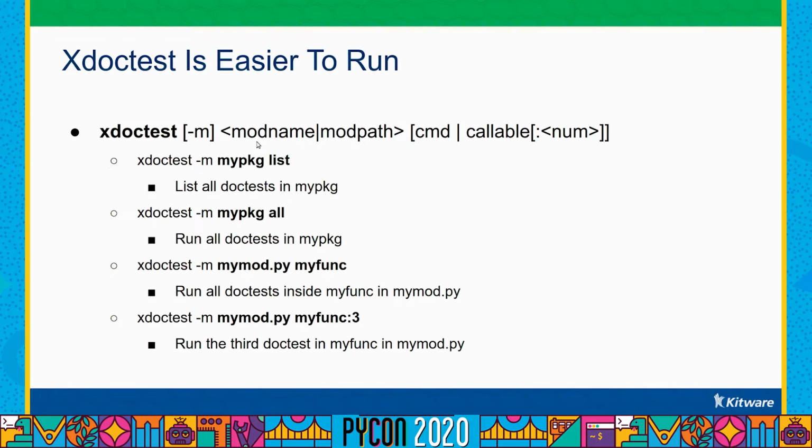If the module name or path is a package, it will recursively check all the files in that package for doc tests. You can also give it a command like list all of the doc tests in my package, or run all of the doc tests in my package, or you can pass a specific function or class to run the doc tests of. Even more specifically, if your function or class has multiple doc tests in it, you can use this :index syntax to specify which of the doc tests you want to run.